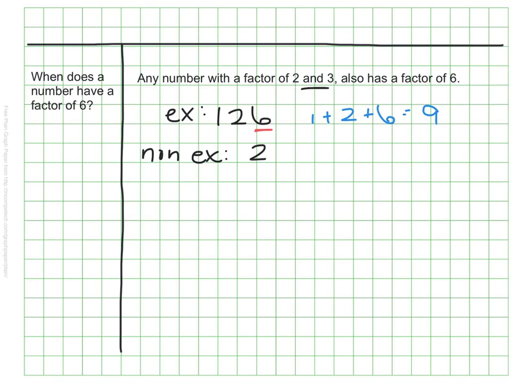However, the number 201, while that does have 3 as a factor, because if I add these up, I get 3, and 3 can be divided by 3 quite nicely, it is not an even number, right? Therefore, it cannot be divided evenly by 2. That means it is not a number that has 6 as a factor, because it does not have factors of both 2 and 3.